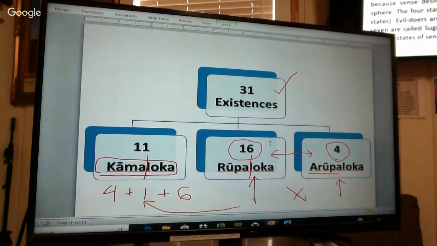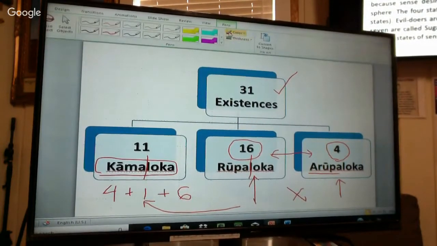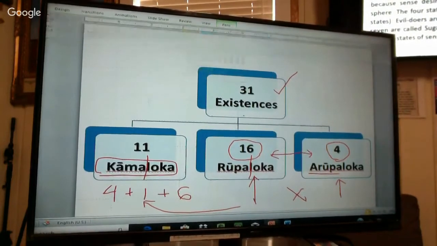Rupa Loka, this one, in the middle. Mostly Rupa Loka arises there, but it is also possible in the Kama Loka as well. That means a human being also can practice for the Rupavachara Jhana, form sphere Jhana.